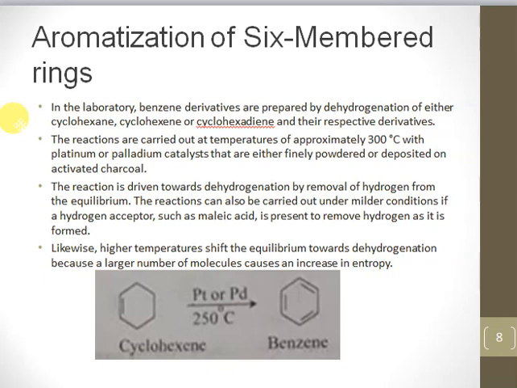Also the equilibrium is shifted in favor of the product because a large number of molecules are produced. We have one reactant, and in this specific case when we are using cyclohexene, we get a benzene molecule plus 2 molecules of hydrogen, so we get 3 molecules of product and 1 molecule of reactant. On the right side, since the number of molecules is increasing, it means that entropy is increasing. Any reaction that involves an increase in entropy is always favored. So the forward reaction is also favored because of the increase in entropy.